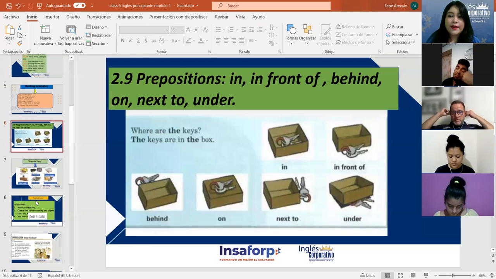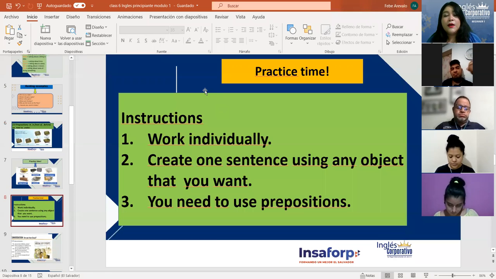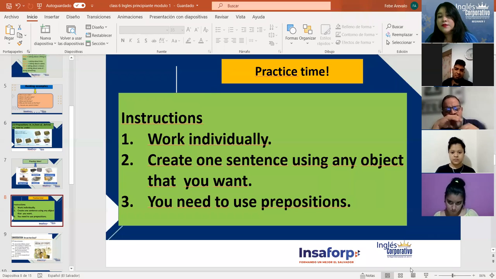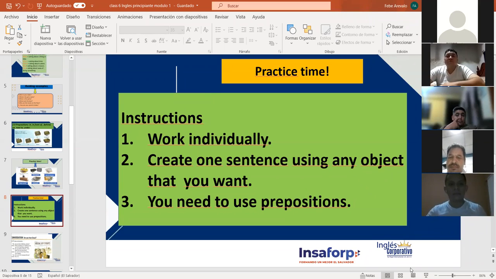¿Qué vamos a hacer ahora? Practice time. Ahora les toca a ustedes practicar. Instructions. ¿Necesito que alguien lea las instrucciones? Let me see. Francisco Machado, please. Read the instructions.